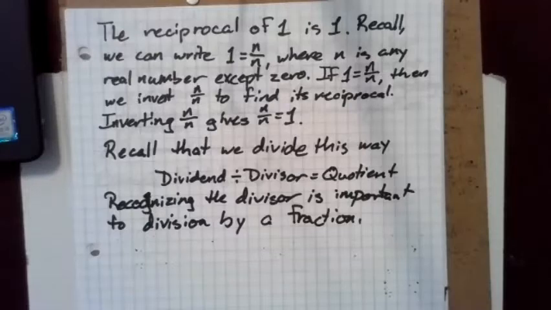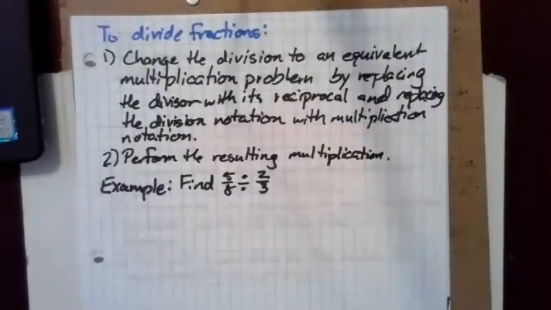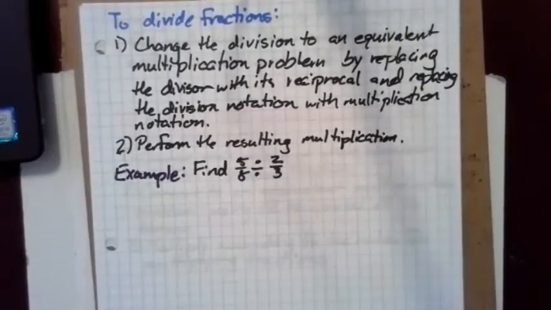Recall that we divide this way. Dividend divided by divisor equals quotient. Recognizing the divisor is important to division by a fraction. To divide fractions, first, change the division to an equivalent multiplication problem by replacing the divisor with its reciprocal and replacing the division notation with multiplication notation. Then perform the resulting multiplication.